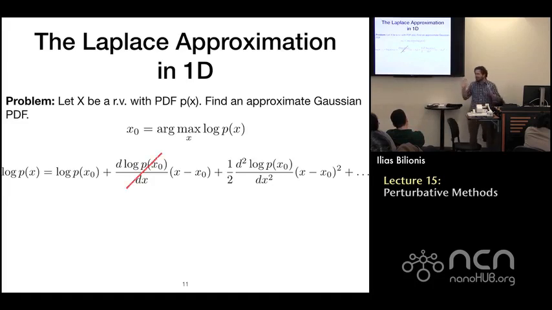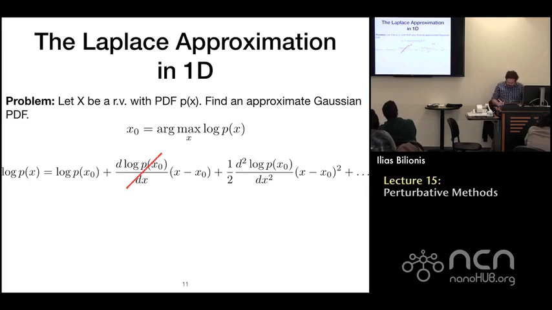And if you remember a little bit of your calculus 101, you will remember that the derivative of log of P of x at x naught has to be 0. Why? Because x naught is the maximum, right? So at the maximum, the derivative must be 0, right? So this is gone. Okay, so it is a maximum, so what do you know about this term? You remember? It must be negative, right? So the second derivative must be negative for x naught to be a maximum, so this is 0, and this is a negative number.